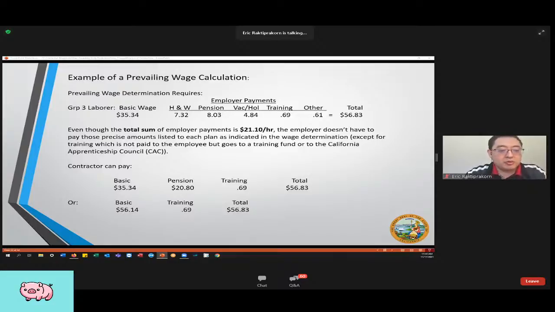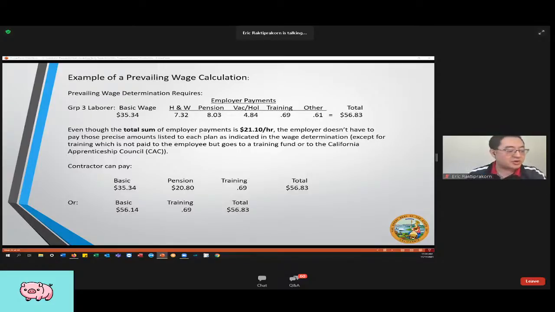Or if you want to pay those fringe benefits directly to the worker, so we're looking at the basic hourly, plus all the employer payments barring training, that's going directly to the worker. That's also something that you can do, and training fund is going to a third party. But if you're looking at the total for both distributions, both contractors, they're the same. So you're paying nothing less than the total hourly rate, and you're also paying nothing less than the basic hourly rate.